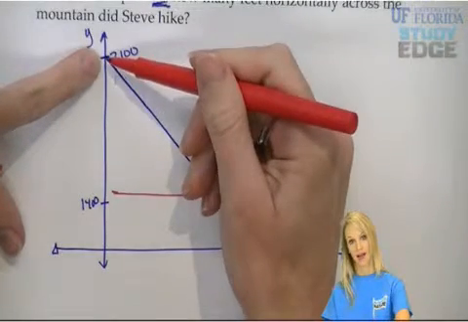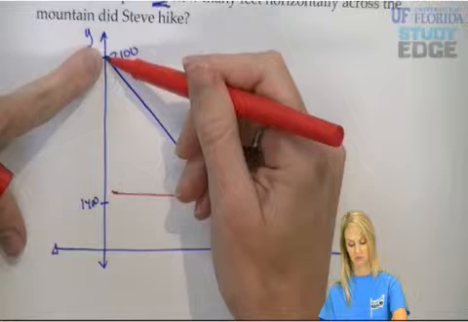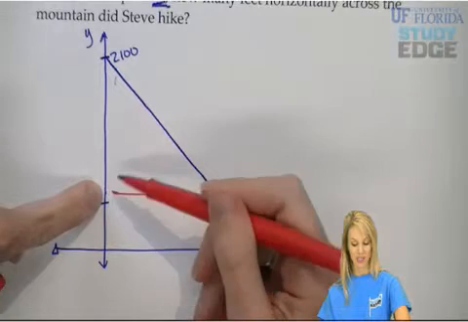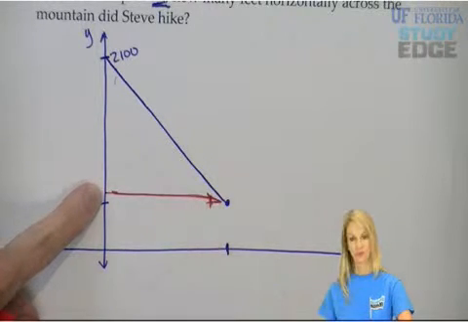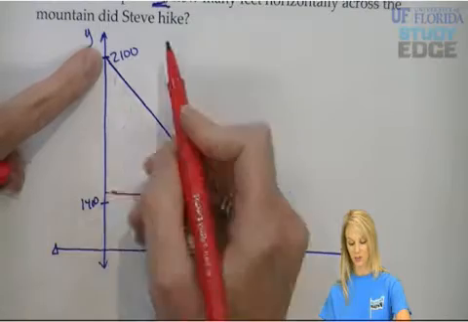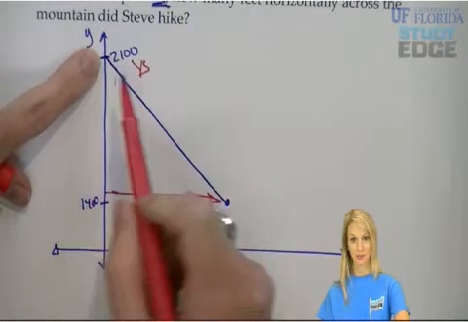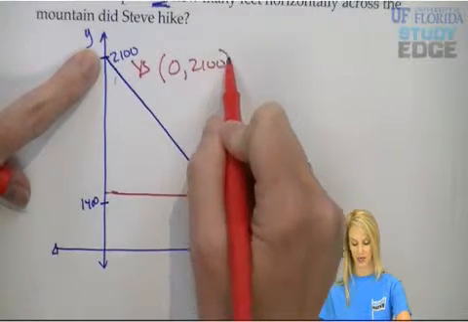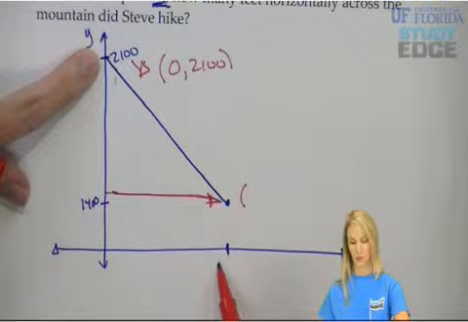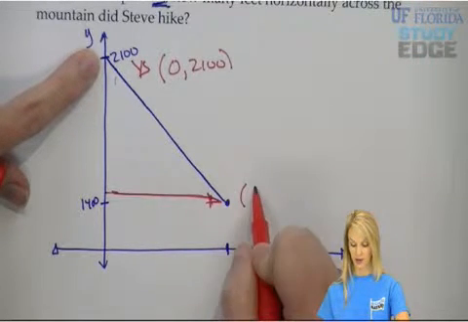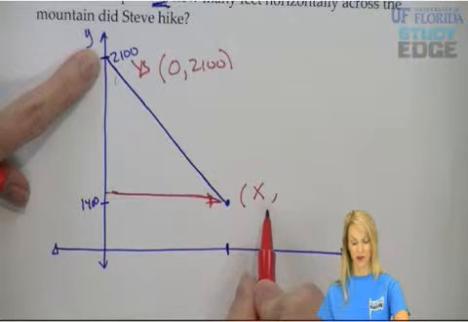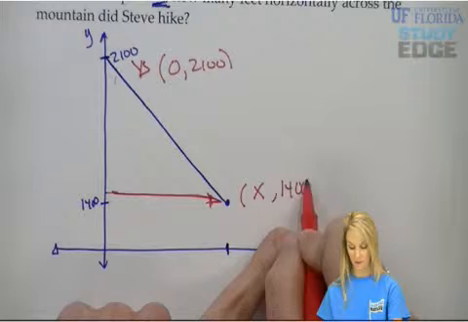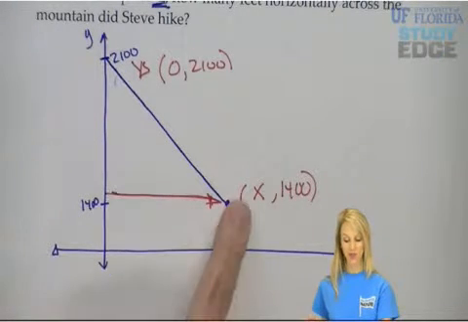He started at this point, with a height of 2,100, and that was just our starting point. We consider that x equals 0. We want to know how many feet over he has gone. We start at x equals 0 at a height of 2,100, and we end where? How far over are we? We're over x. That's what we're going to figure out. Where we end up, we're at 1,400 feet altitude. So we have 2 points on our line.